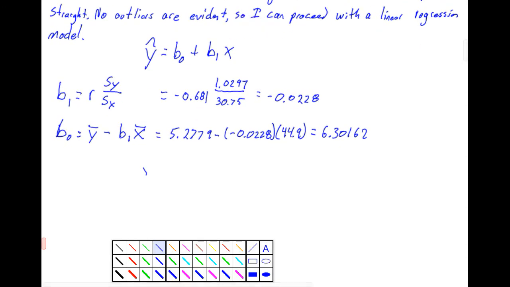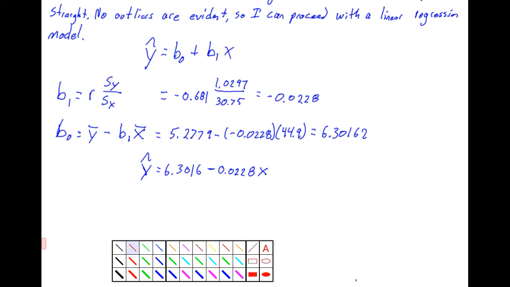Our model is y bar, keep saying y bar, y hat, that's a prediction. Y bar is always a mean, y hat is a prediction. Keep that in mind. Whenever you're doing this model, you should have a hat there. So 6.3016. We'll just go 4 places with this since we went 4 with the slope. And then minus, yes, I know it's b naught plus b1x, but since our slope is negative, that becomes a negative. So negative 0.0228 x.